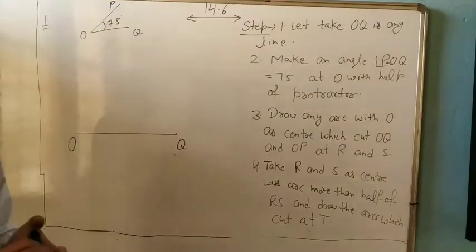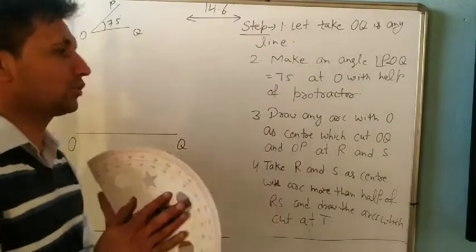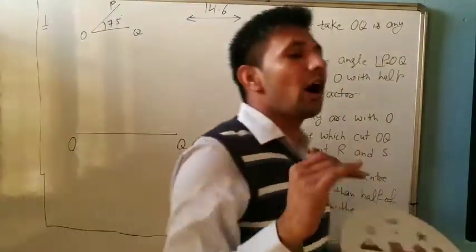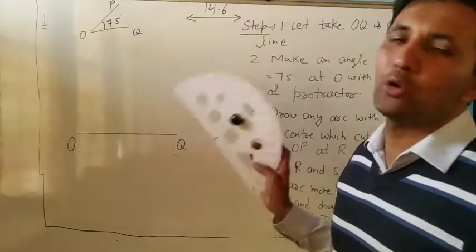So what will we do? We can make 75 degrees by compass. Look, I will tell you how we make it by compass and also by protractor. Now we are doing it by the protractor.